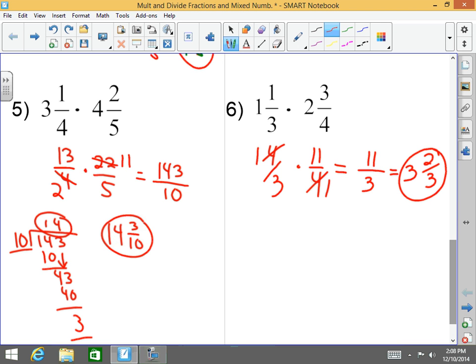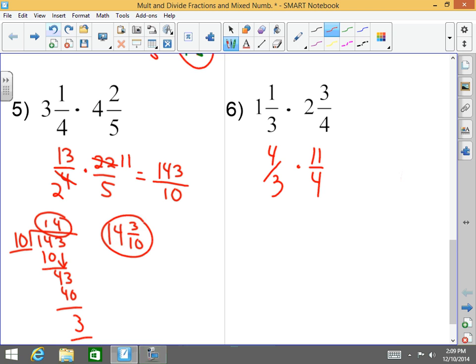So hopefully you can see that cross-reducing really is the way to go. It saves a lot of time. But if you don't know how to do it, you just go the long way. If you didn't understand that or you don't like it, go the long way.